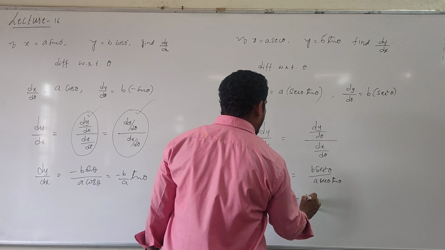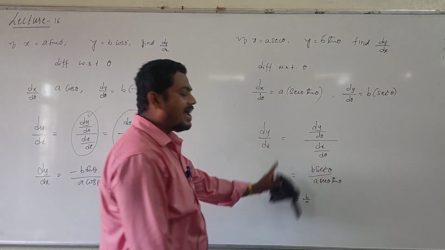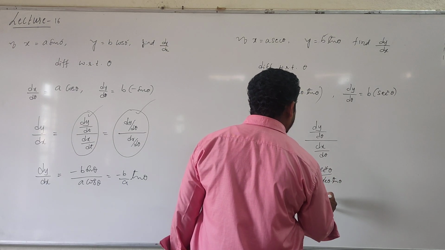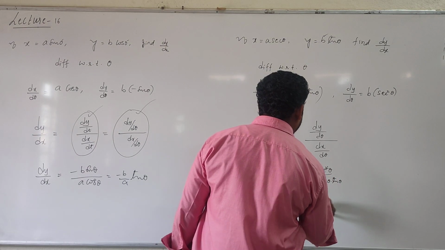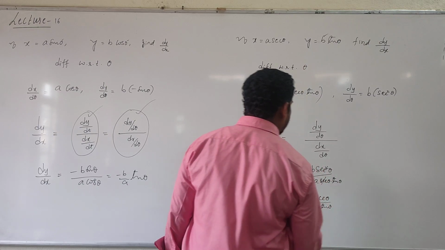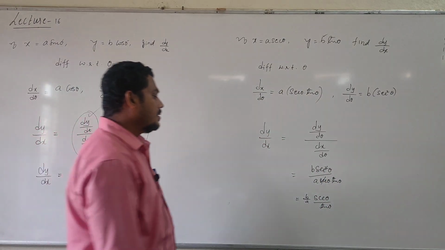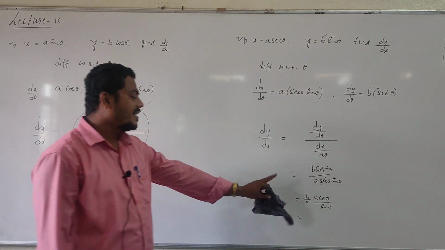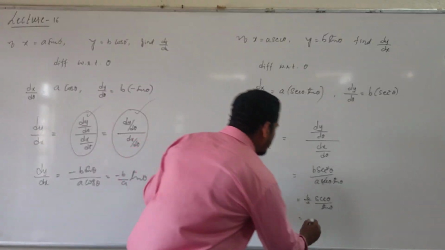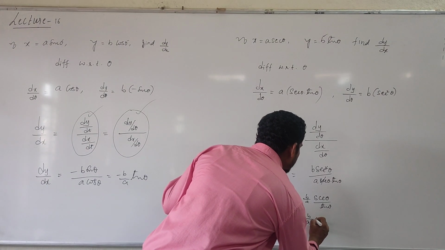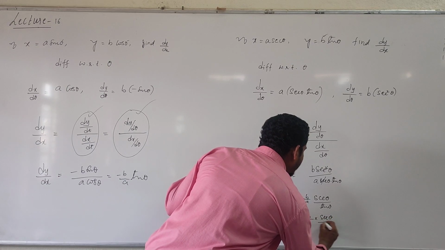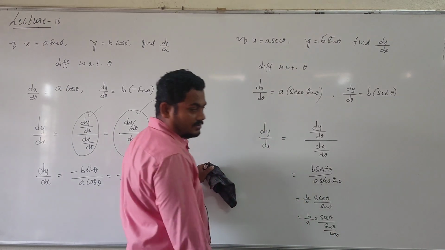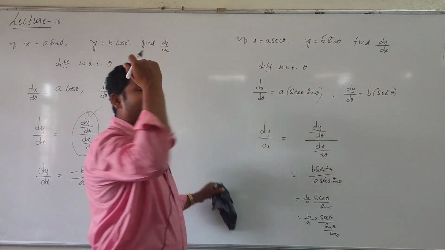Right? Now b by a, one of the secant terms will be cancelled. Secant gets cancelled. Then secant theta divided by tan theta. Then you can stop here, otherwise you can simplify. Write in terms of sin by cos. B by a, secant theta as it is, sin theta divided by cos theta. The denominator of the denominator becomes the numerator.